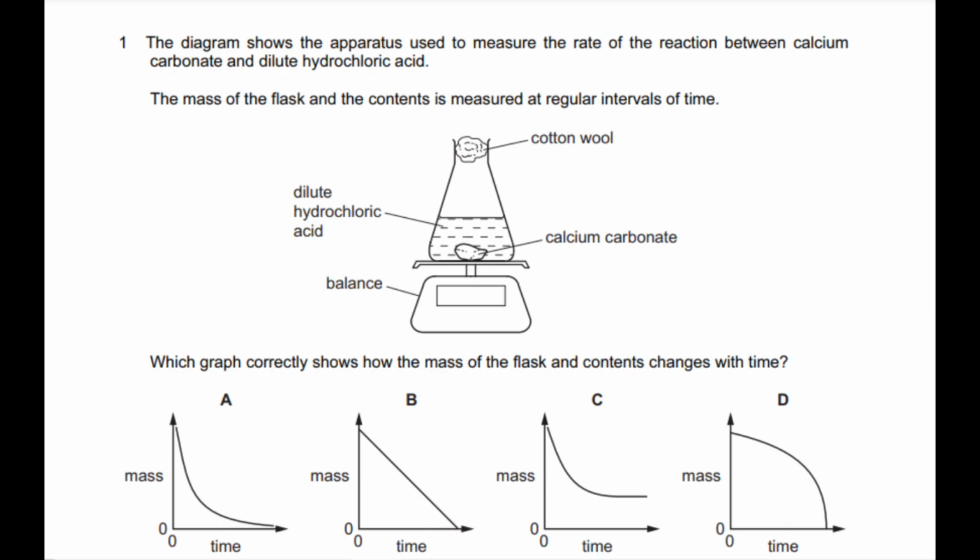The conical flask is covered with cotton wool, which is porous, so the gas, which is a product of the reaction, can be easily released. As the gas releases, the mass of the contents will decrease, and the digital balance will show numbers that decrease because carbon dioxide gas is released.